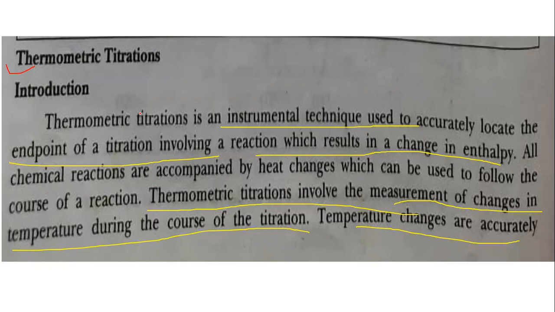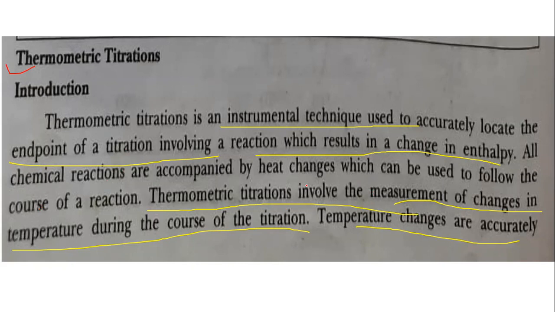It is an instrumental technique used to accurately find out the end point of a titration involving a reaction which results in a change in enthalpy. All chemical reactions are accompanied by heat changes, which can be used to follow the course of reaction.